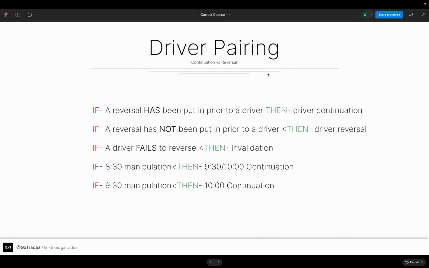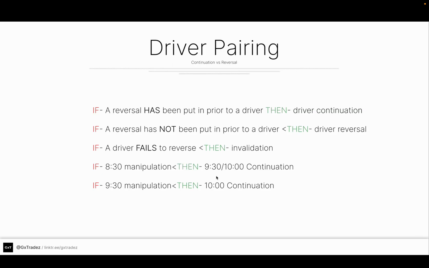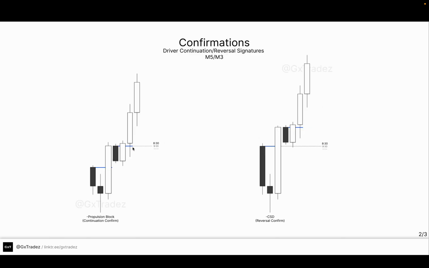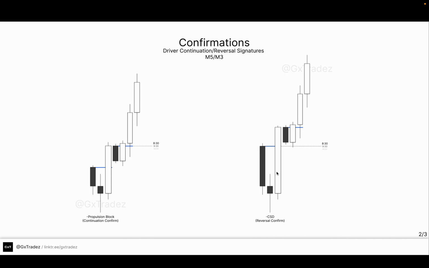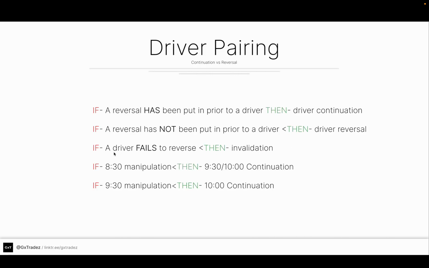Now, driver pairing, continuation versus reversal. This is something that you're going to see that's very, very consistent in the market, and something you see almost every single day. So this is the if-then scenarios, right? So if a reversal has been put in prior to driver, then we want to see a driver continuation, right? Because if we put in a reversal, we expand away from that reversal. So when the driver starts to expand away from that, shown by these continuation signatures right here, that confirms narrative for us, right? If a reversal has not been put in prior to driver, we want the driver to go create that reversal, right? If a driver has failed to reverse, then that is invalidation, right?